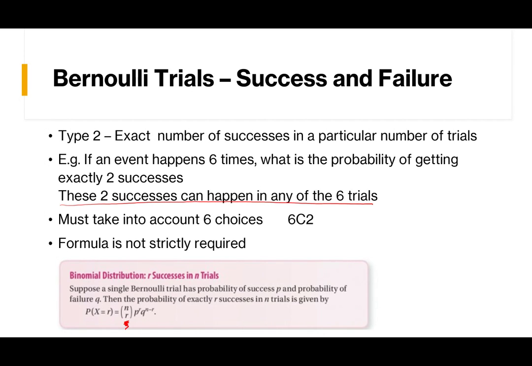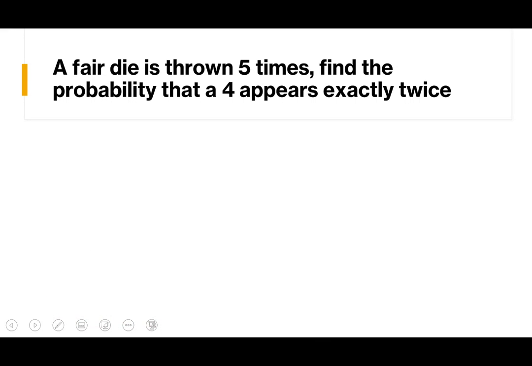P, my probability of success, times Q, my probability of failure. N is the total number of trials, or the number of trials that I want a success in. Again, you don't have to use the formula here, but it is useful.